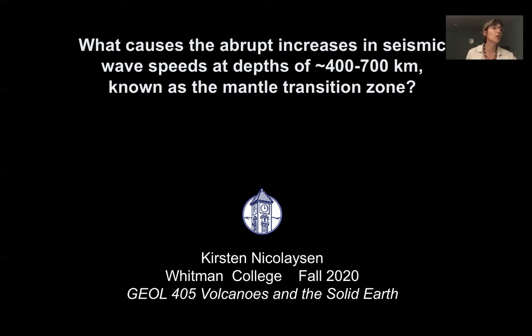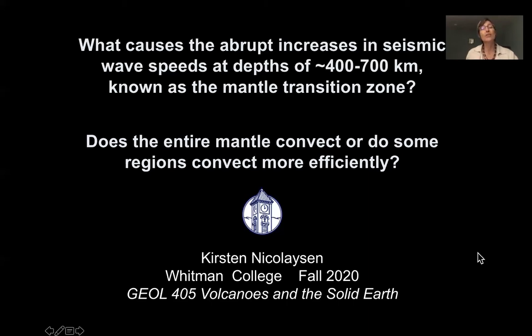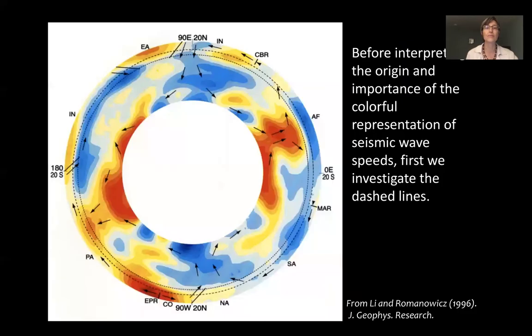We are going to find that this is a very important question if you are curious about what happens to subducted lithospheric plates or about the source of hotspot volcanism, as we have here in the Pacific Northwest's Columbia River Basalt Group. These are important questions because you might be thinking, does the mantle convection occur throughout the mantle, or do some regions convect more efficiently than others?